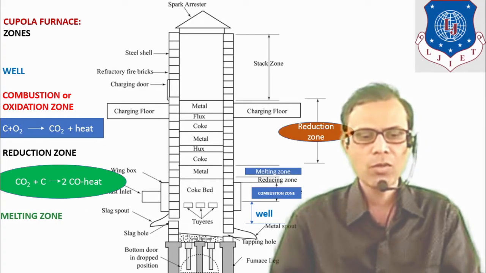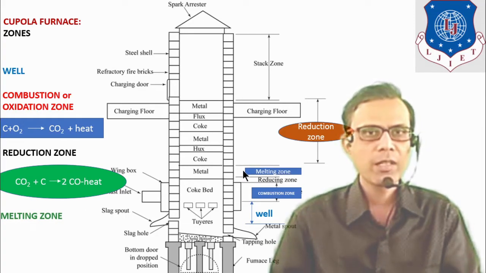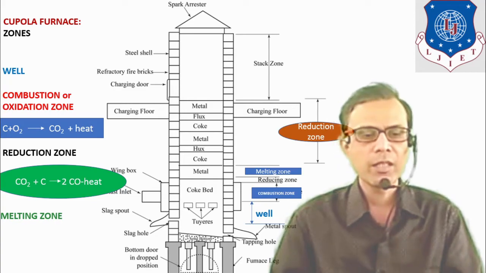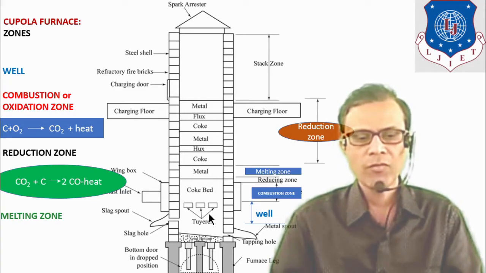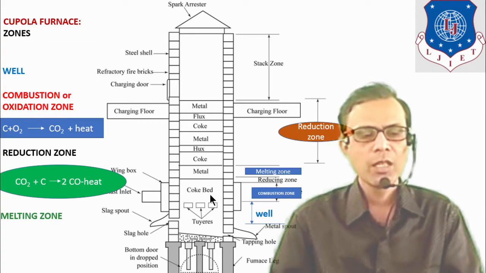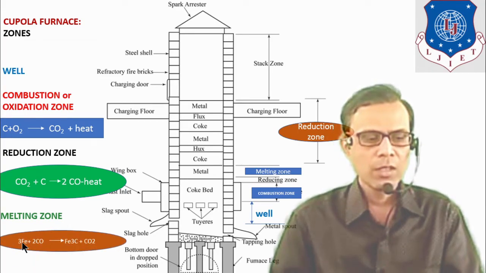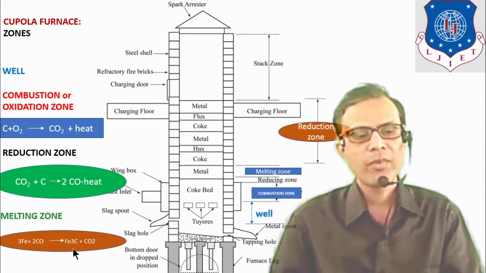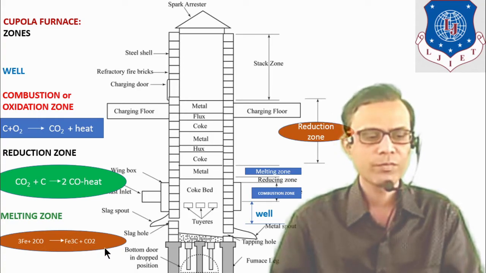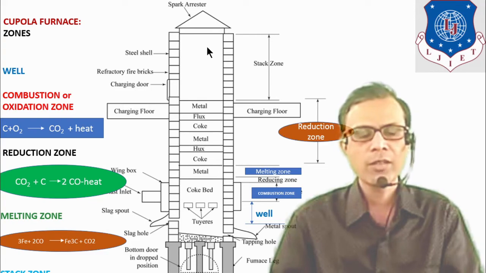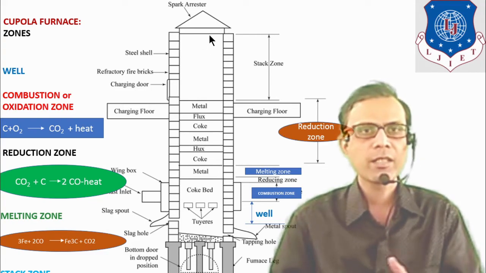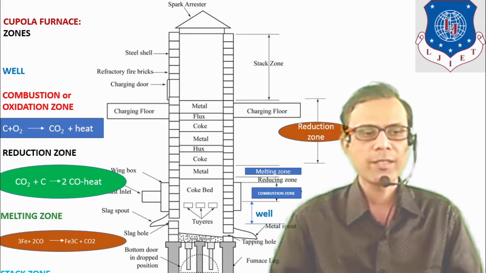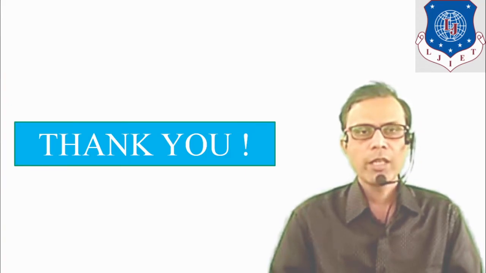Then there is the melting zone in which actual melting takes place. The metal is melted and all the molten metal is dropped down to the well zone, and from the well it will be removed. In the melting zone, the ferrous will react with carbon monoxide, so it will form ferrous carbide and CO2. And the last zone is the stack zone, from where stack gases are removed or exhausted to the atmosphere. Thank you for watching.